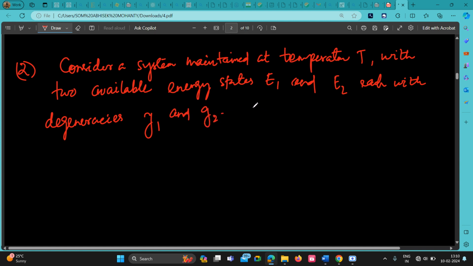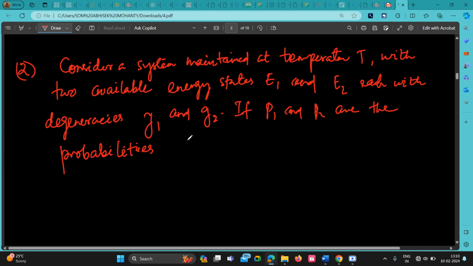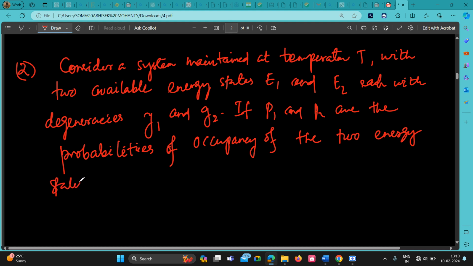Okay, if P1 and P2 are the probabilities of occupancy of the two energy states, what is the entropy of the system?